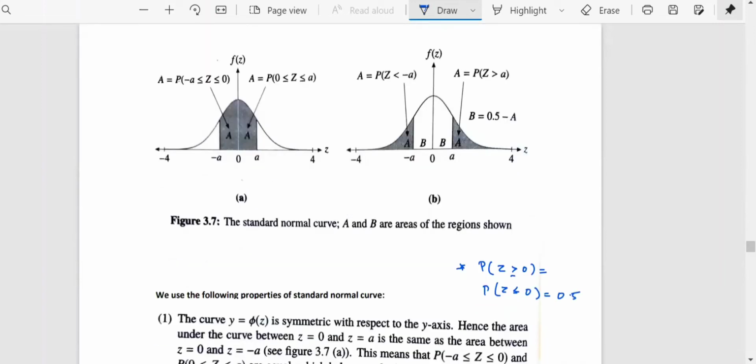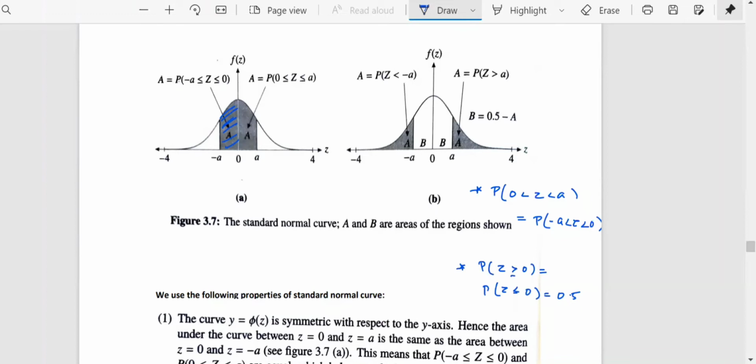Now the second property is also due to the symmetry: the probability that 0 is less than z less than a is the same as the probability that minus a is less than z less than 0. That is this area. The probability from minus a to 0 is the same as the probability that z is between 0 and a.